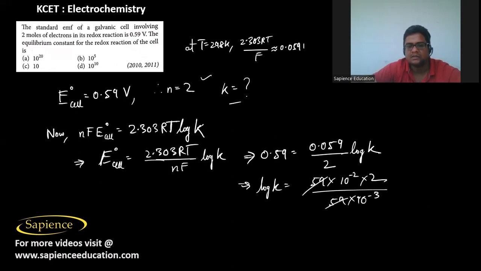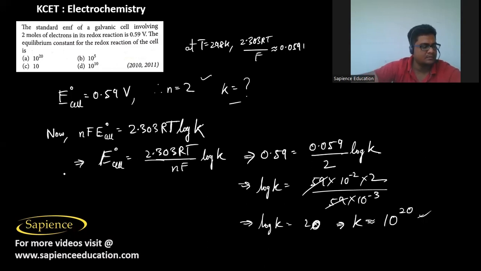So 59 will cancel out. So log K is equal to 2 into 10, that is equal to 20. So K will be approximately equal to 10 power 20. So 10 power 20 is the equilibrium constant. So option A is the correct answer.